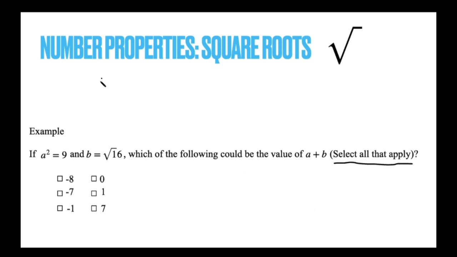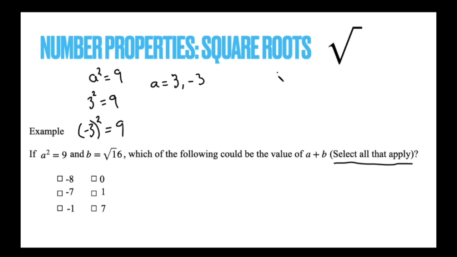All right, well, let's start with the first statement. A squared equals 9. What number, when you square it, gives us positive 9? Well, certainly 3, right? 3 squared equals 9. But so does negative 3. If I square negative 3, then that equals positive 9. So that means that a could equal 3, but it could also equal negative 3.